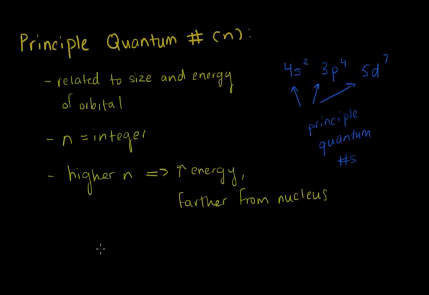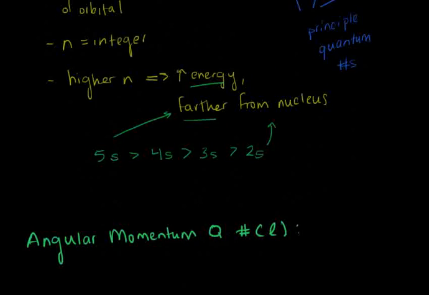So in this little series right here, it's a little complicated with the d, but in general, a 5s orbital is going to have more energy than a 4s orbital, which is going to have more energy than a 3s orbital, which is going to have more energy than a 2s orbital, etc. And electrons in a 5s orbital are going to be significantly farther from the nucleus than electrons in the 2s orbital. So again, think energy and think distance, so farther from the nucleus. That's the principal quantum number, and perhaps the most important quantum number.